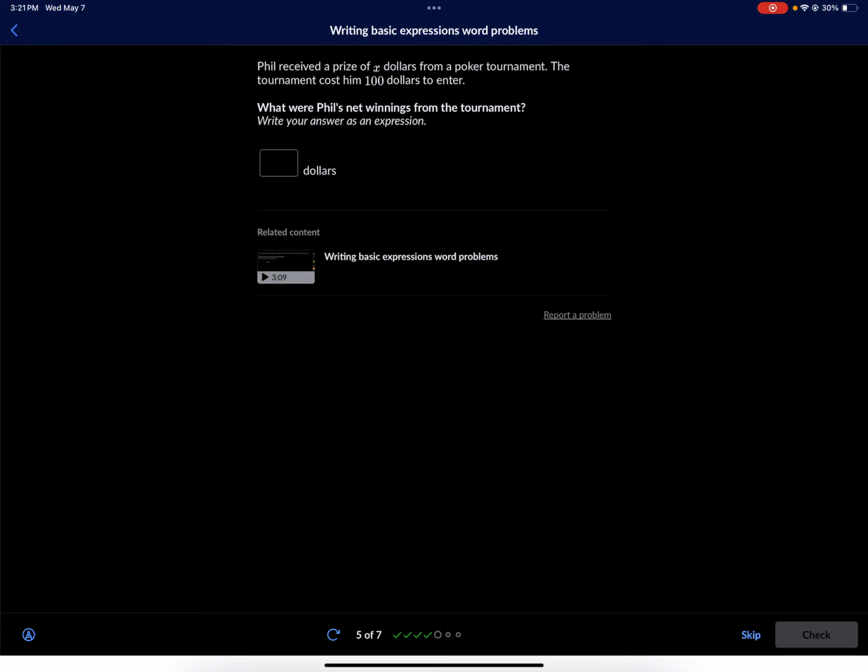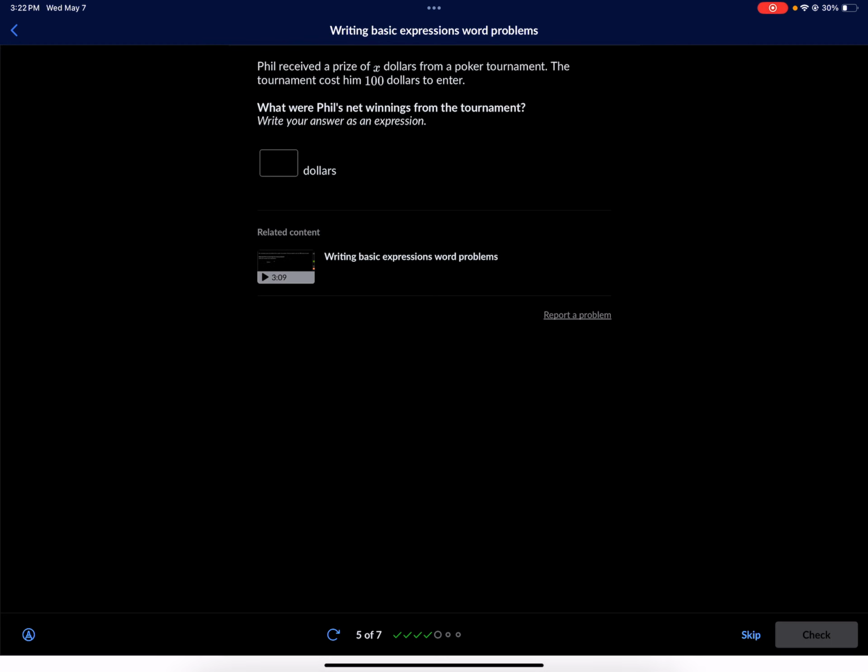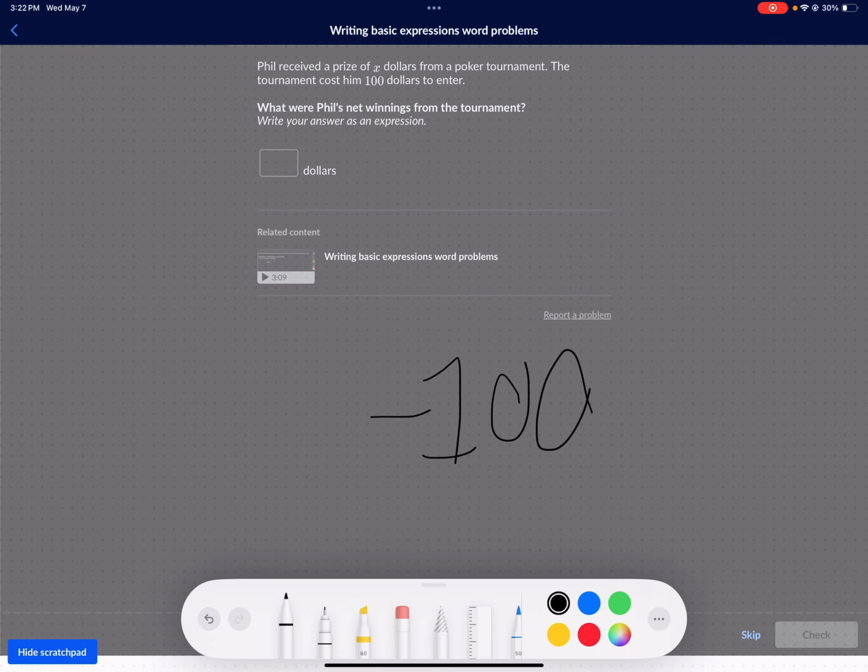Okay, Phil received his prize of X dollars from a poker tournament. The tournament cost him $100 to enter. What is his winnings? Okay, so let's see. It cost him $100 to enter, which means that he lost $100. So $100 less, right? So then we do X dollars from a poker tournament.